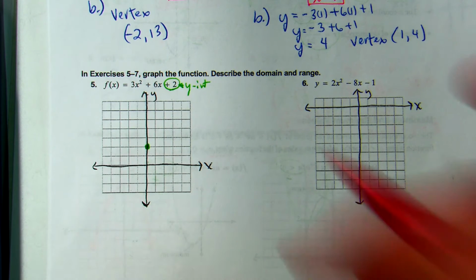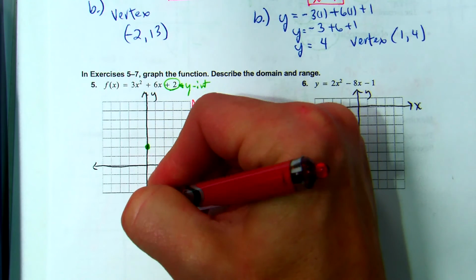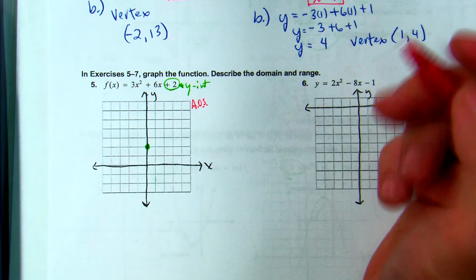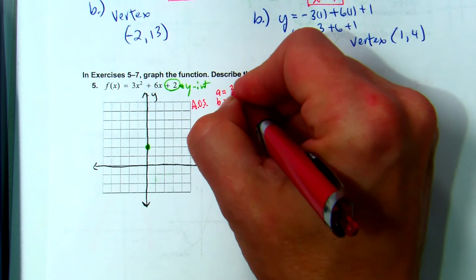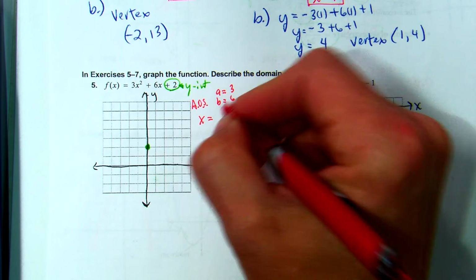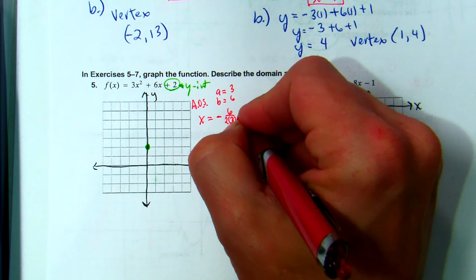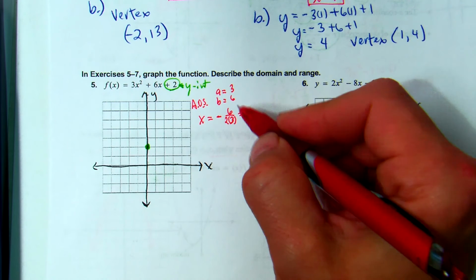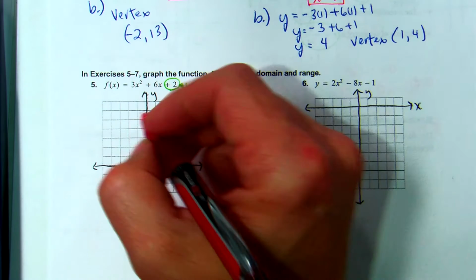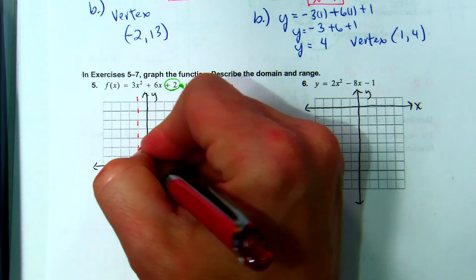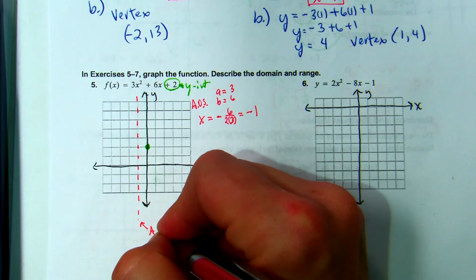Then let's find our axis of symmetry so that we know where we can draw the dotted line where our mirroring is going to happen. We know that the A and the B, we're going to have 3 and 6. So x is going to equal negative 6 over 2 times 3. Which negative 6 over positive 6 is just going to be a negative 1. So we know that our axis of symmetry is going to be at x equals negative 1. That is my axis of symmetry.